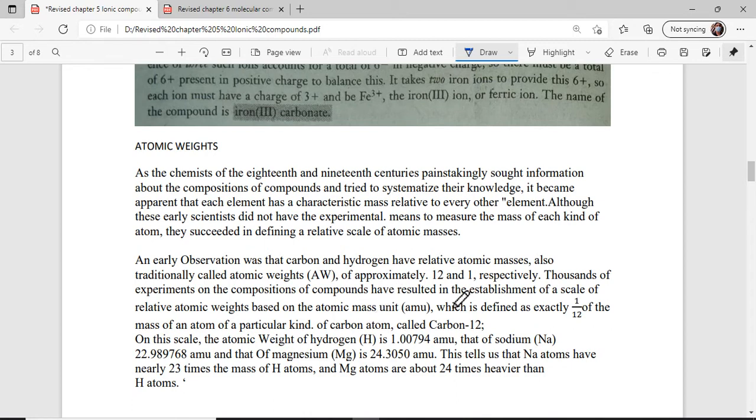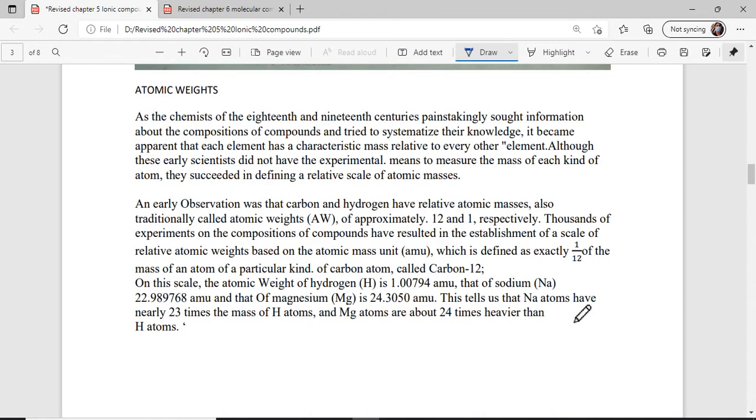Respectively, thousands of experiments on the composition of compounds have resulted in the establishment of a scale of relative atomic weights based on the atomic mass unit or AMU, which was defined as exactly 1 is to 12 of the mass of an atom of a particular kind of carbon, which is called carbon 12. Tandaa sa aton nga umpisa pa lang ang statement.